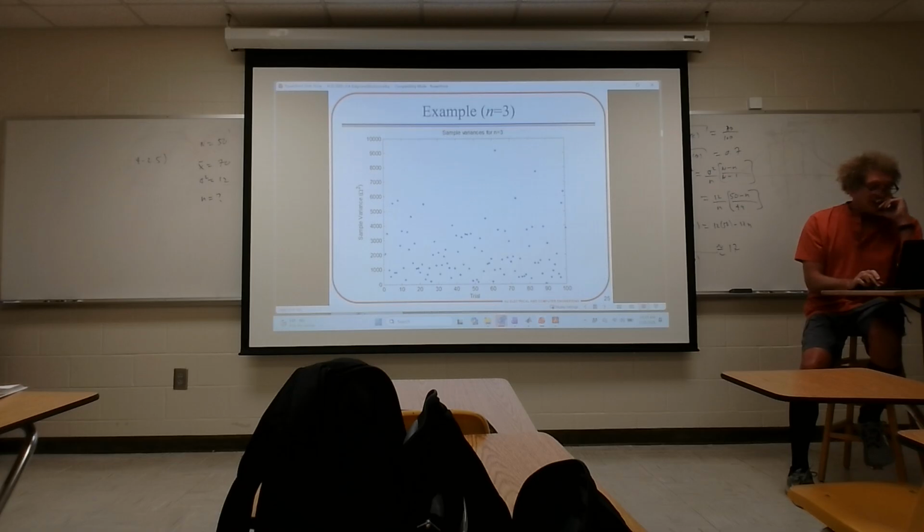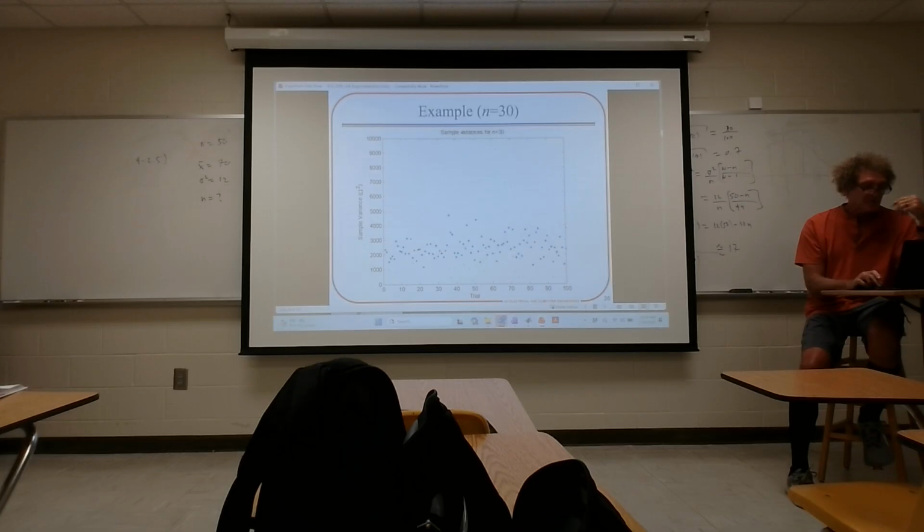All right. So he says if we start taking 3 samples, here's how much the variance flies around. The variance of the 3 samples, assuming we know the true mean.